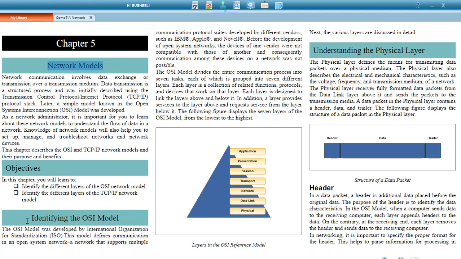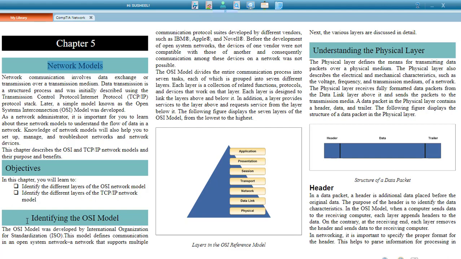Identifying the OSI model. The OSI model was developed by the International Organization for Standardization, ISO. This model defines communication in an open system network, a network that supports multiple communication protocol suites developed by different vendors, such as IBM, Apple, and Novell. Before the development of open system networks, the devices of one vendor were not compatible with those of another, and consequently communication among these devices on a network was not possible.